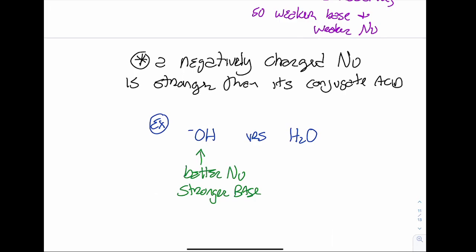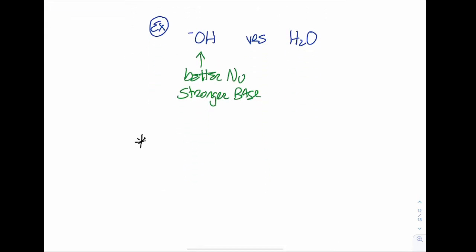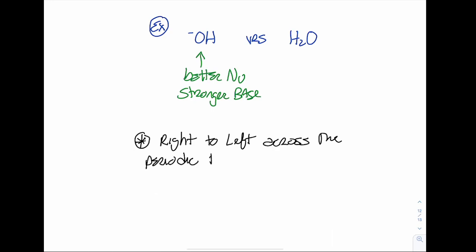One more situation where they parallel each other: the stronger base is also the better nucleophile. And that's as I go from right to left, not left to right, but right to left across the periodic table. Basicity, which I'm spelling incorrectly, surprise there, and nucleophilicity, that's actually a word. Both increase.